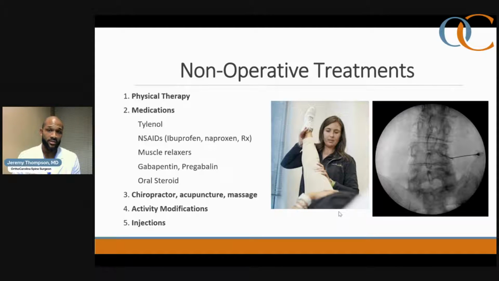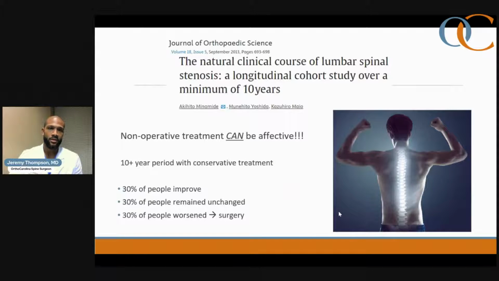You can try medications for pain or for inflammation. You can try muscle relaxers or nerve pain medicines or even steroids sometimes. You can try things like a chiropractor, acupuncture, or massage. You change your activities. Essentially, you avoid the things that irritate your back and your legs, and you do the things that make it feel better. And at the end of the road, you can try injections where we inject steroid directly around the nerves to calm down some of the inflammation that may be causing your pain.